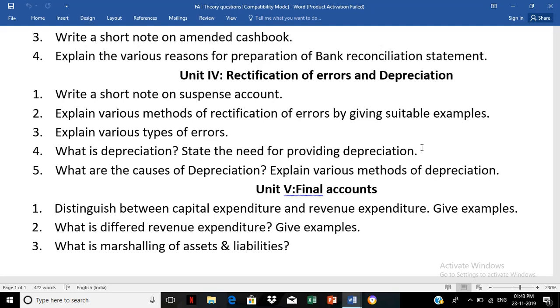We all know depreciation, it's very simple and easy. What does depreciation mean? Providing depreciation, causes, and what are the methods? There are two methods which are important at this level, that is SEM 1: the fixed installment method as well as the diminishing balance (WDV) method. We all know the two methods are there. So remember how to do that. It's very simple and easy. Once you know the concept, go through that, how to identify and how to calculate the depreciation.